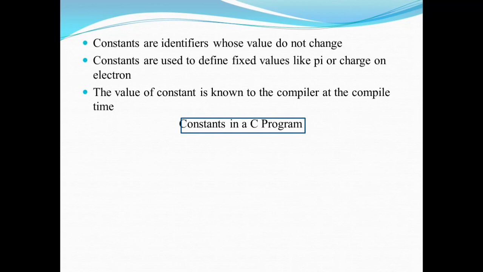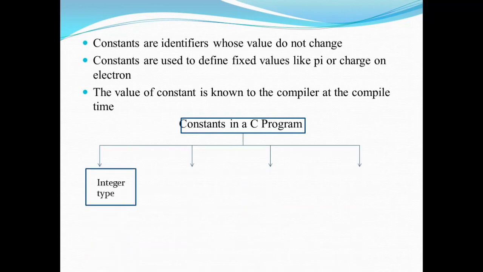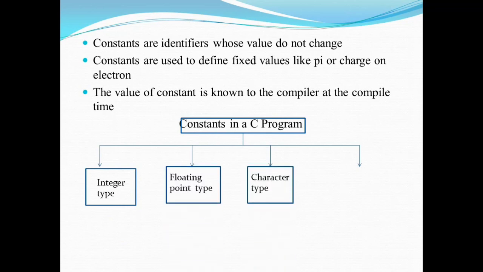Now let us understand what the different types of constants in a C program are. The first is the integer type constant, the second is floating point, the third is character type, and the fourth is string type constant. Now let us understand all these in detail one by one. So let us start with the integer constants first.